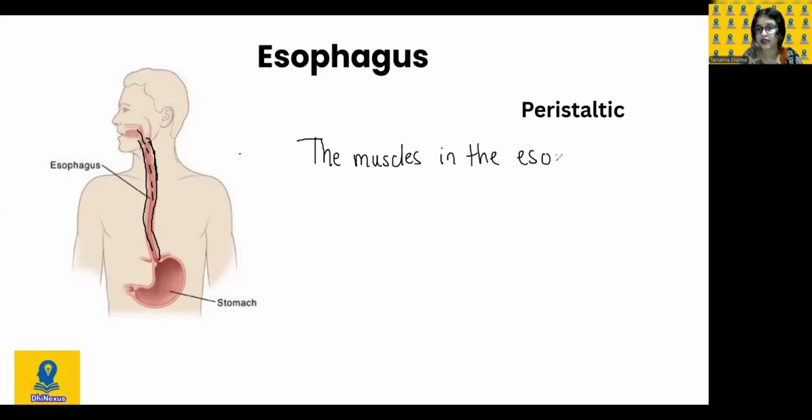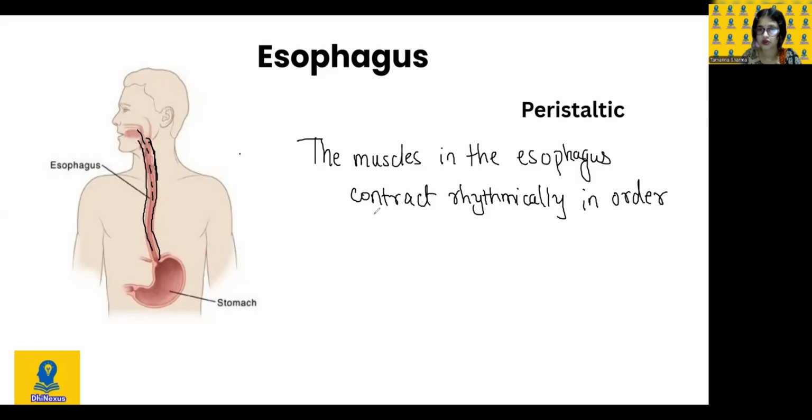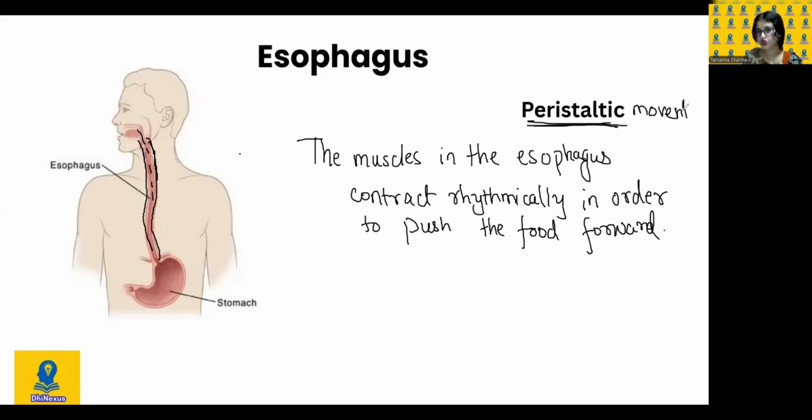The muscles in the esophagus contract rhythmically in order to push the food forward. And this type of movement is also called peristaltic movement. Throughout our alimentary canal, you can see this movement somewhere or the other.